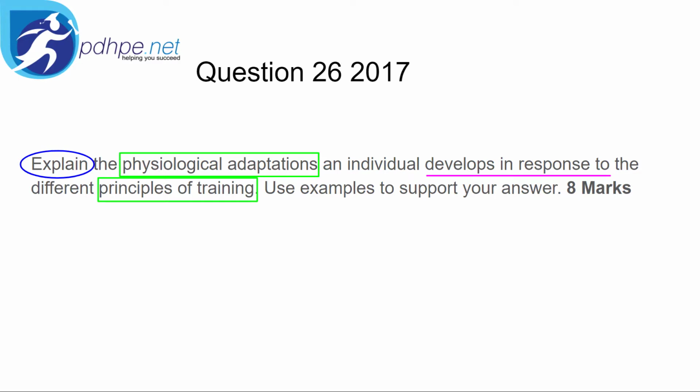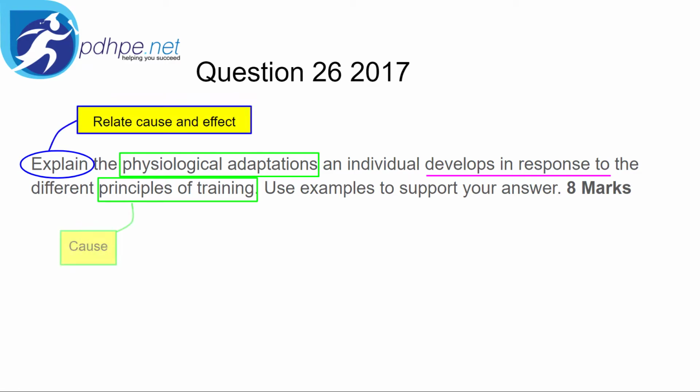So I've got my verb, my syllabus, and then this is basically showing me what it's asking me to do. So explain how it develops in response to. So that's the cause and effect, right? So my principles of training and the physiological adaptations are connected. One's the cause, one's the effect. So explain means relate cause and effect. The principles of training are the cause, and the physiological adaptations are then the effect.